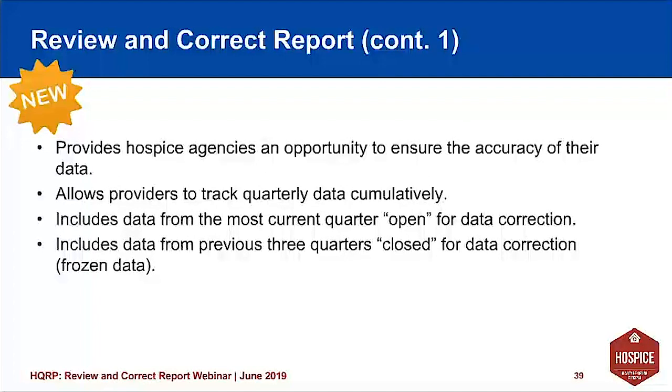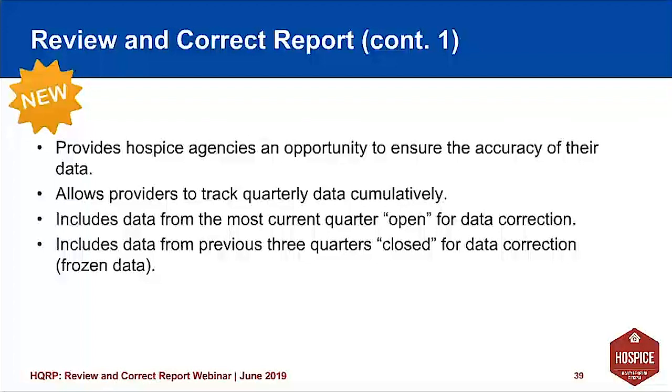These reports provide hospice agencies an opportunity to ensure the accuracy of your data. They allow providers to track quarterly data in a cumulative fashion. They include data from the most current quarter that is open for data correction, and they include data from previous 3 quarters closed for data correction.